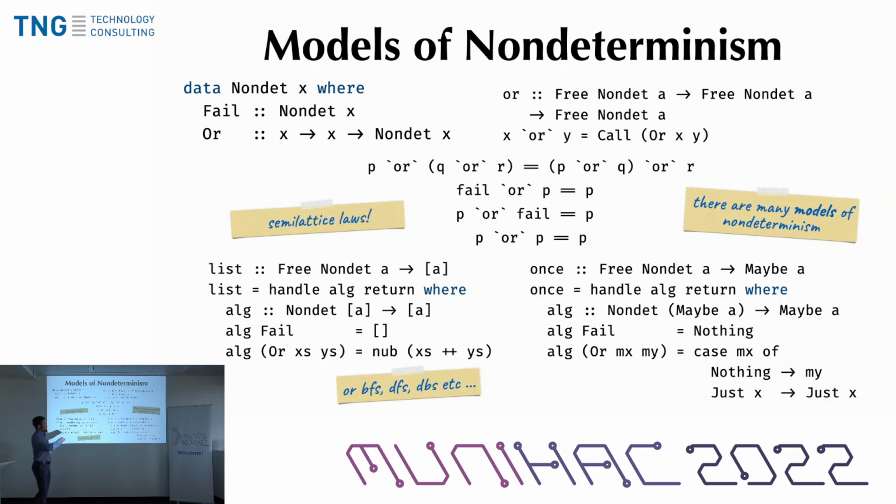Another thing you might want to do, rather than listing all the different non-deterministic choices, is just pick the first one. So if you fail, it's nothing. Otherwise, you have a look at what's inside the left-hand side. If that's nothing, then you return what's in the right-hand side. Otherwise, you return the first value. So this is a way of picking the first value in your non-deterministic choice.